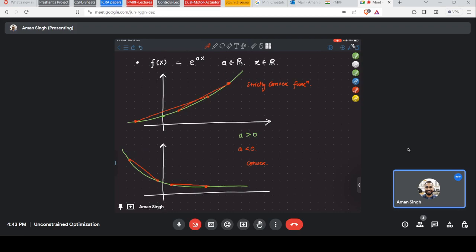However, if we take minus f, minus e to the power ax, that will become concave because the function will be something like this. So this is a concave function because the line joining the 2 points is below the function. So this is a concave function, minus f(x). This is minus f here. So yeah, f is a convex function.